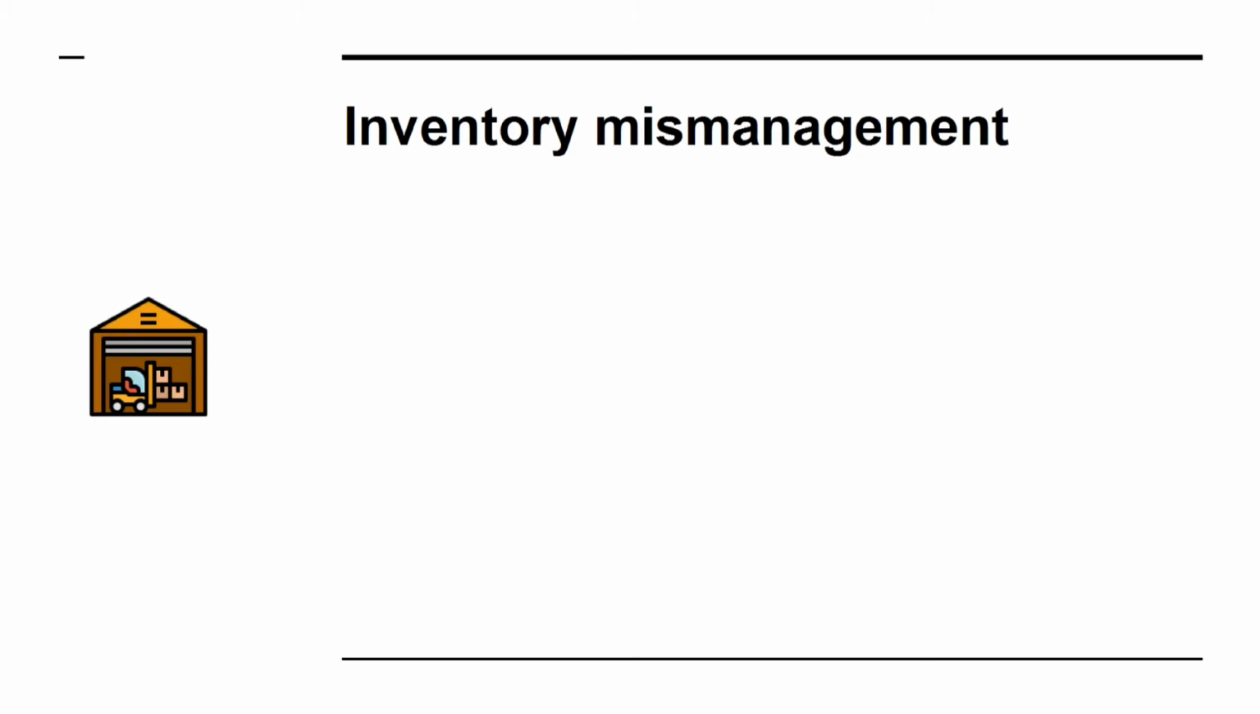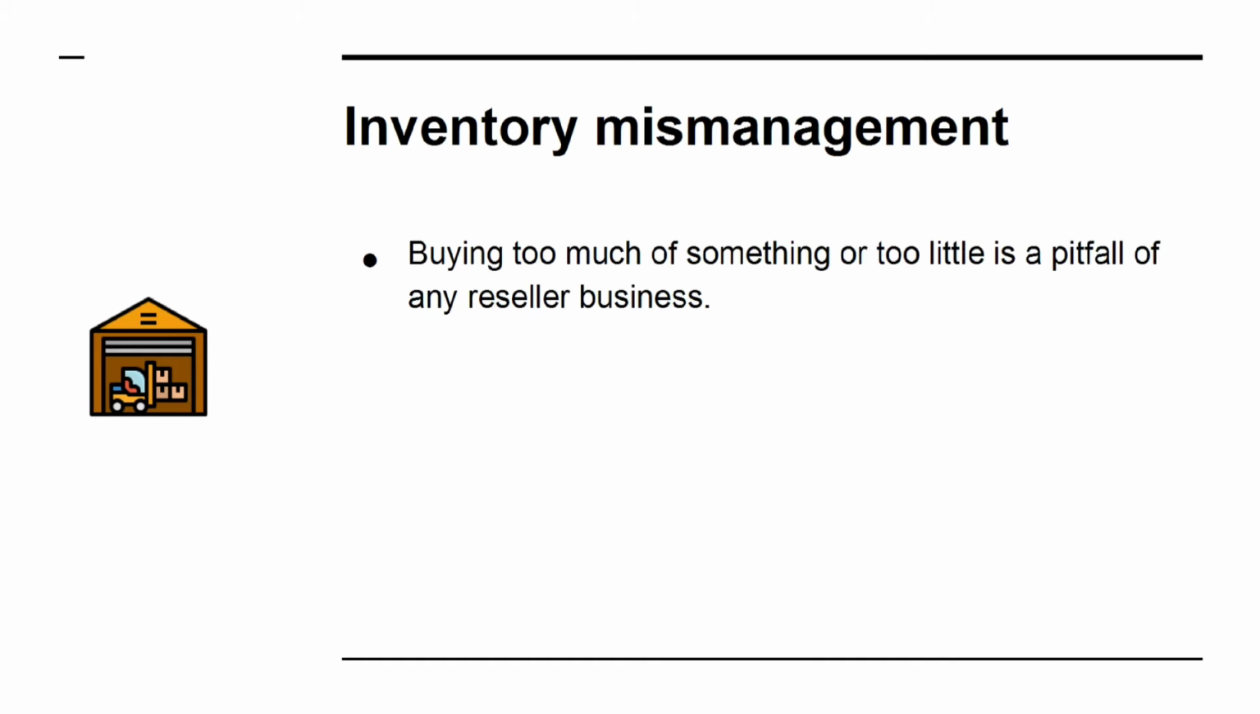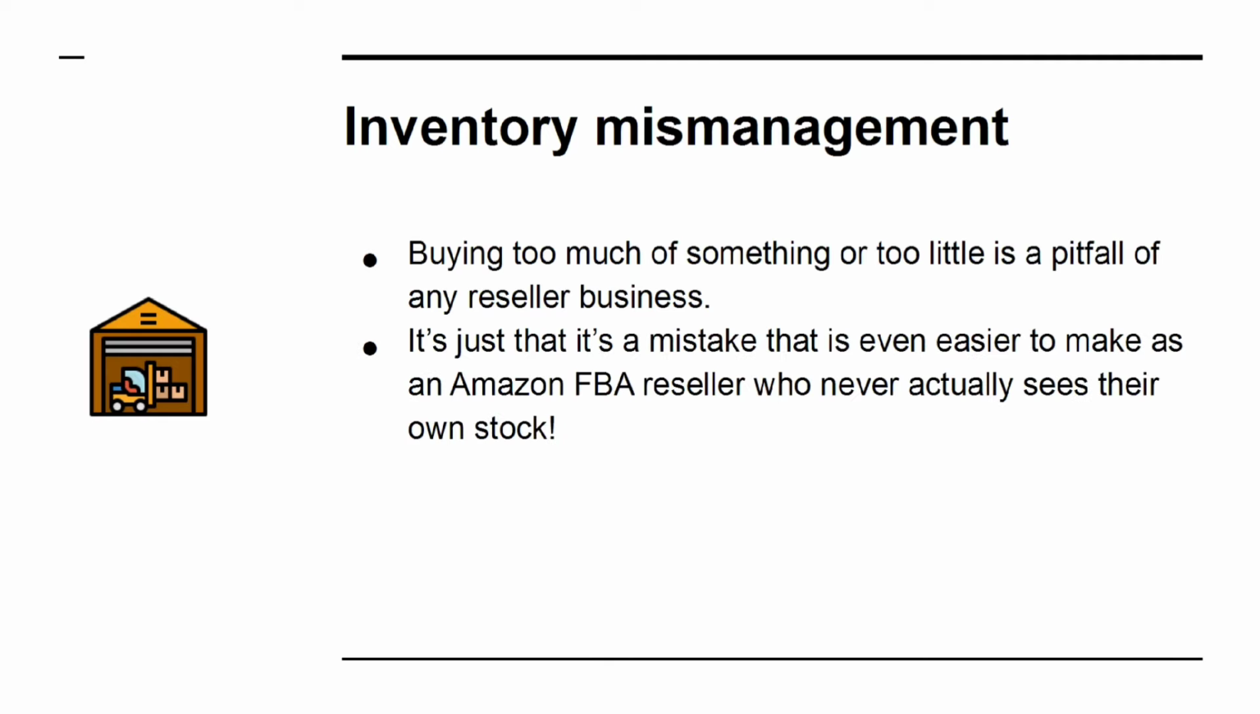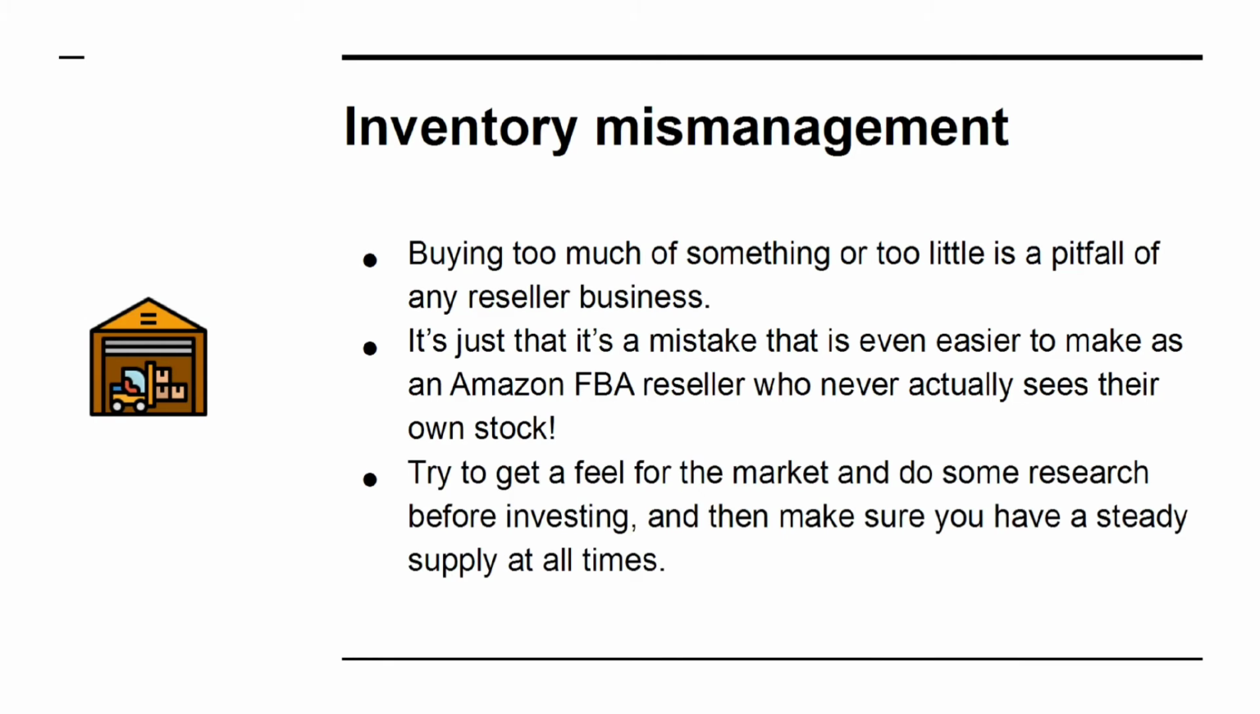Inventory mismanagement. Buying too much of something or too little is a pitfall of any reseller business. It's just that it's a mistake that's even easier to make as an Amazon FBA seller, who never actually sees their own stock. Try to get a feel for the market and do some research before investing, and then make sure you have a steady supply at all times.